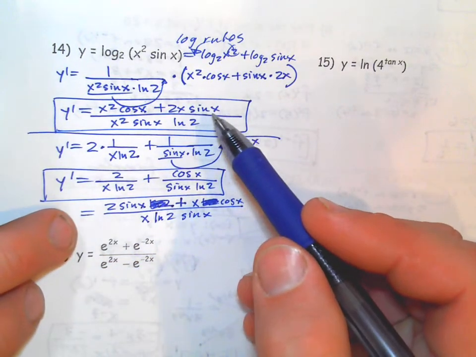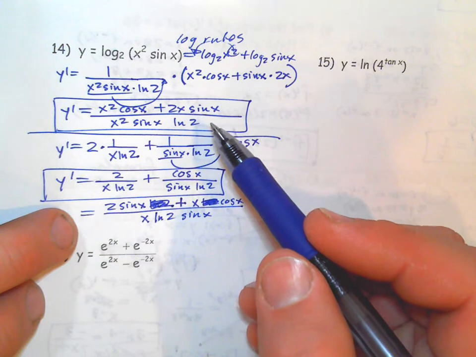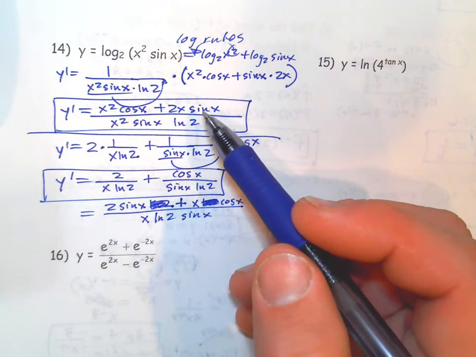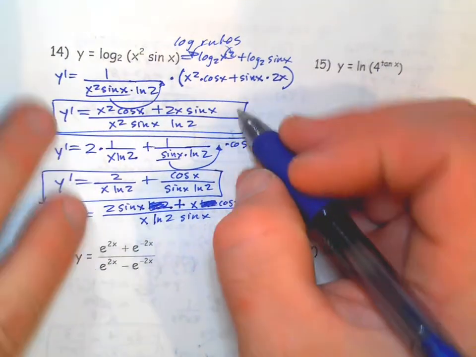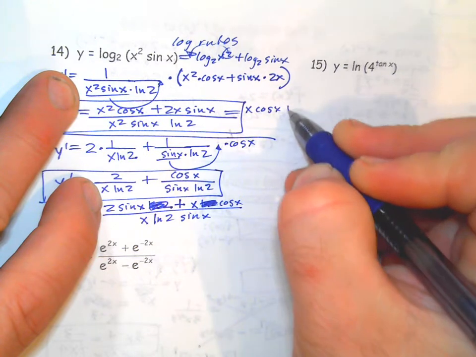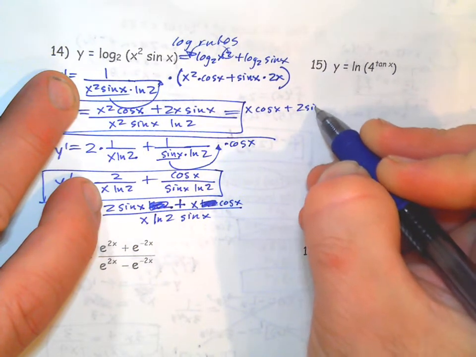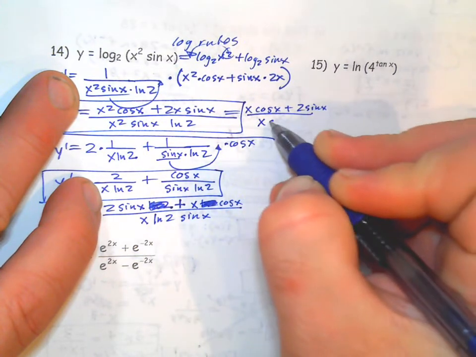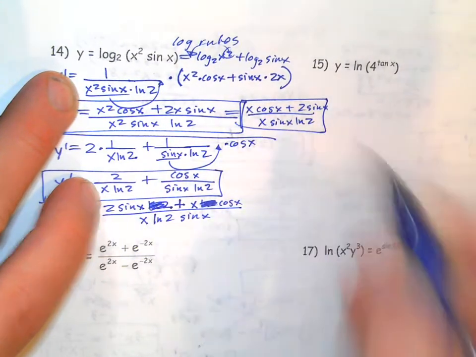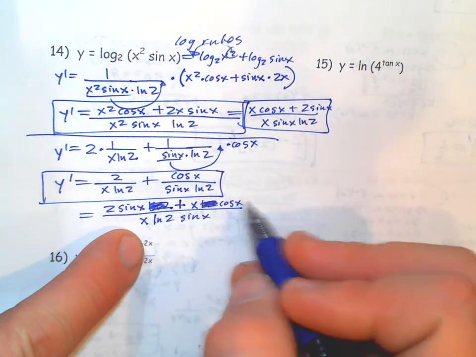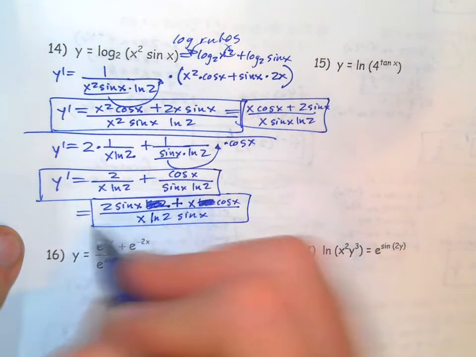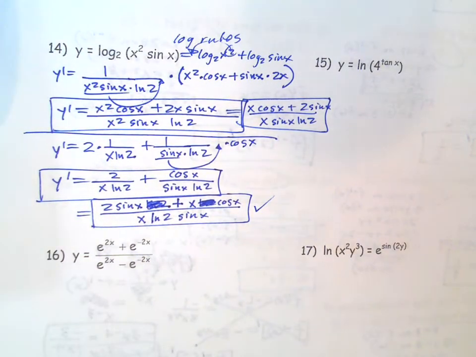And if you look up here, well, this one we could have simplified. We could have divided an x out of everything on the top, right? That's why mine wasn't working exactly the same. All right, so you have x cosine x, 2 sine x over x natural log sine x. Same thing. Same thing. Different options.